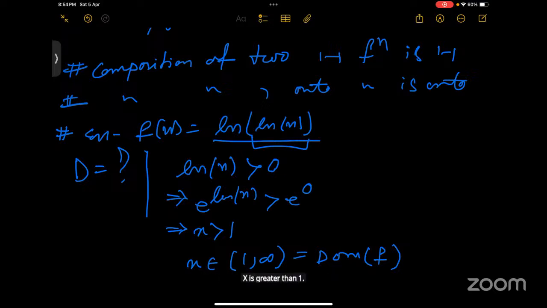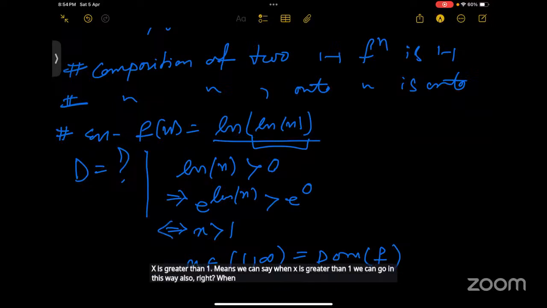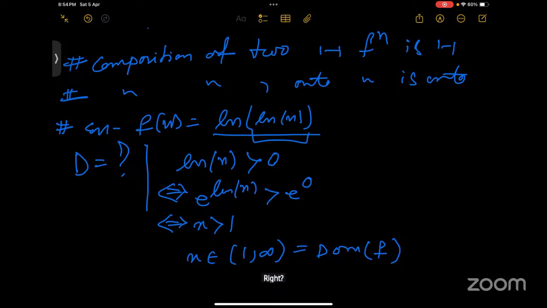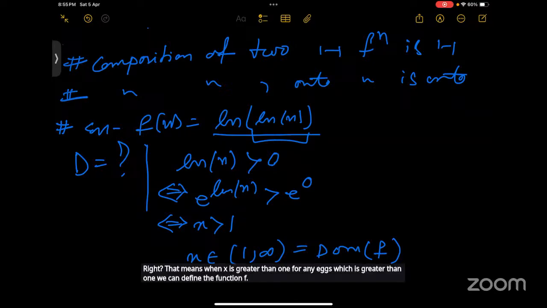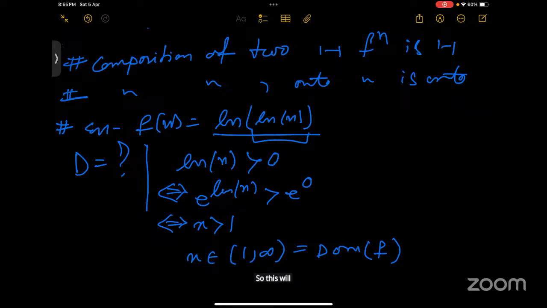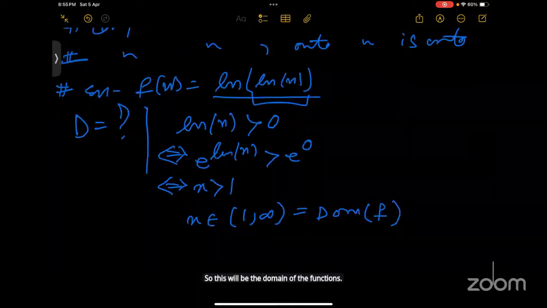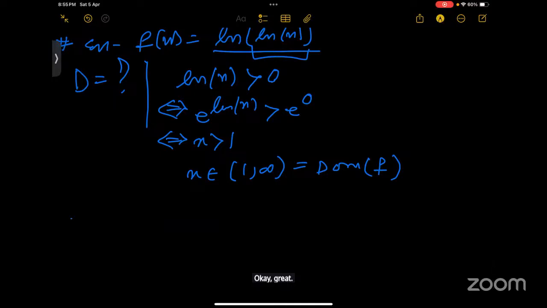So that means when x is greater than 1, it will imply this line and it will imply this line. That means for any x which is greater than 1, we can define the function f. So this will be the domain of the function.